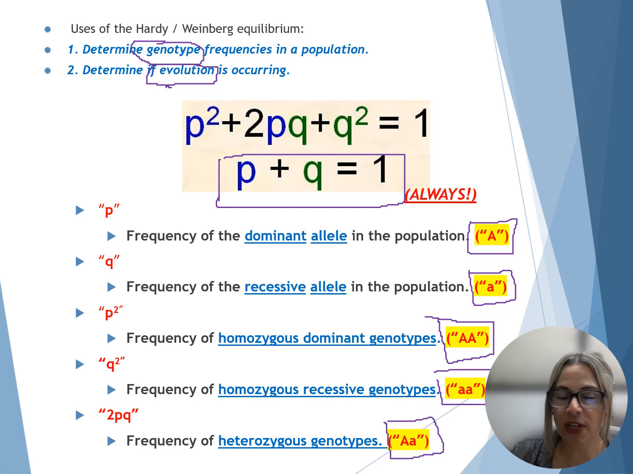Okay, so we have two things going on here. The p and the q relate to the alleles specifically: how many dominant alleles and how many recessive alleles in a population for a certain trait. And then p squared is how many homozygous dominant individuals we have, q squared is how many homozygous recessive individuals we have in the population, and 2pq is how many heterozygous individuals, with one dominant allele and one recessive allele, we have in the population.